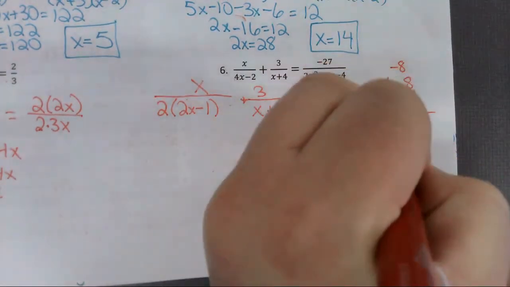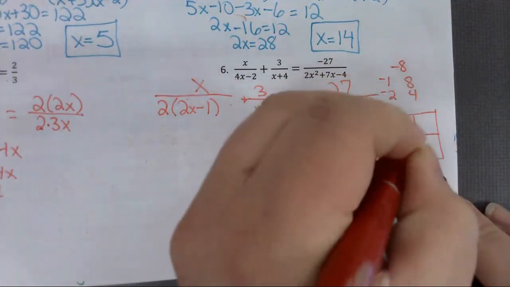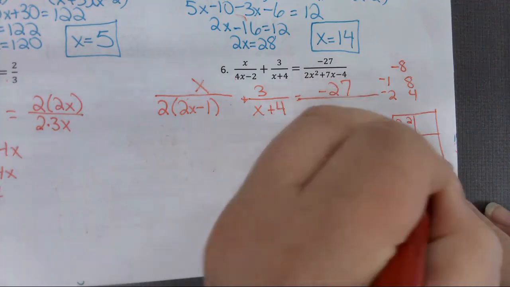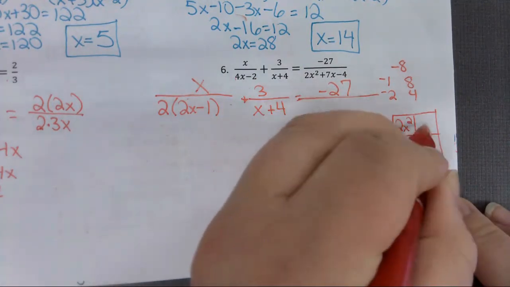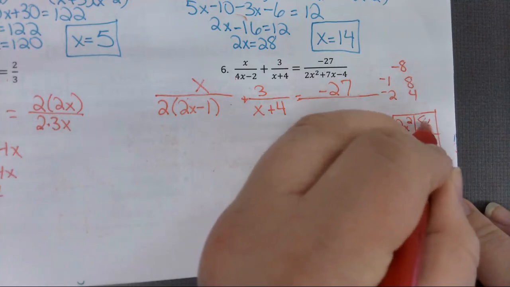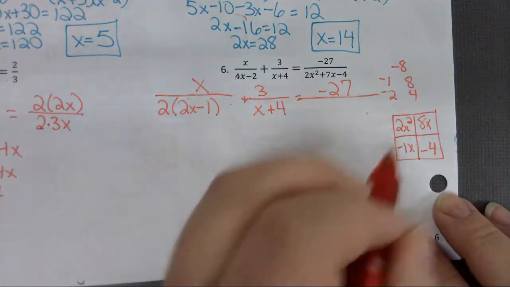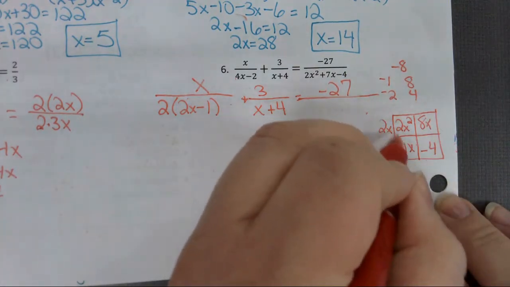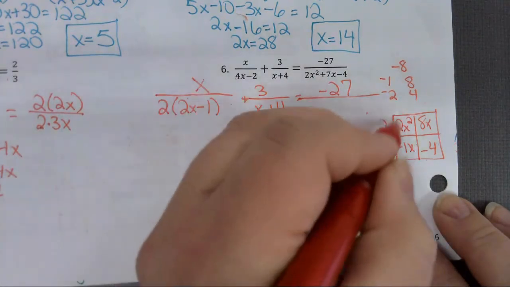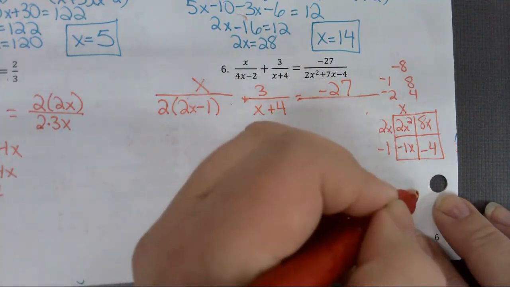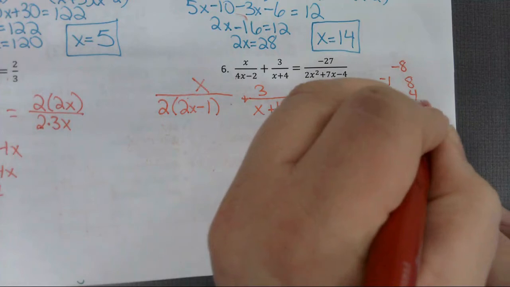Let's toss into the box here. First term is 2x squared. Last term is negative 4. And we want to use negative 1x and 8x. Out of the top, we can take a 2x. The bottom, I can take a negative 1. The left side, an x can come out, and the right side, I can take out a 4.